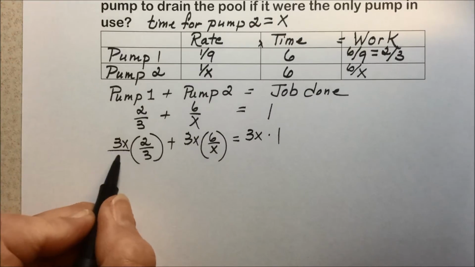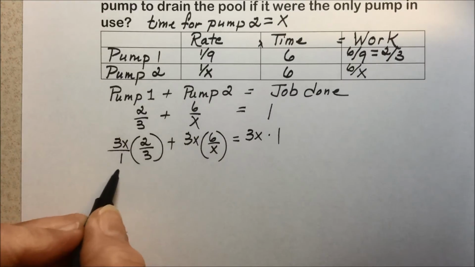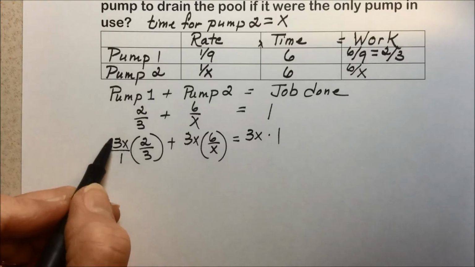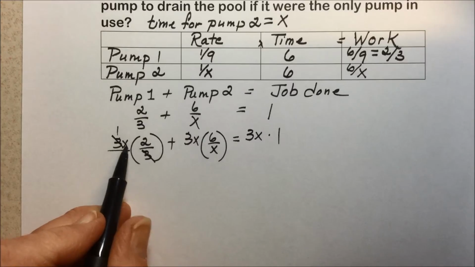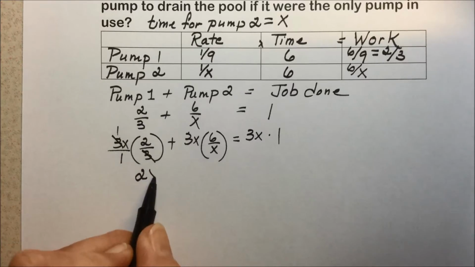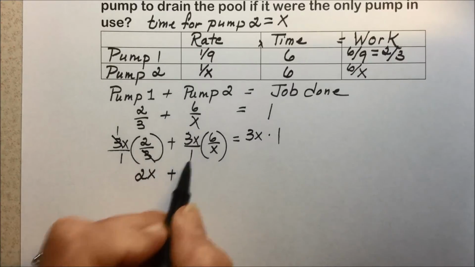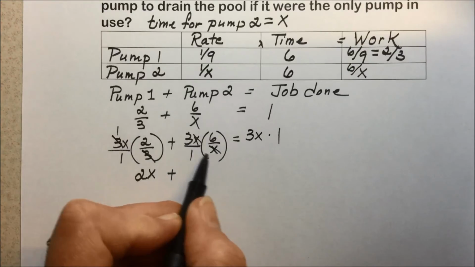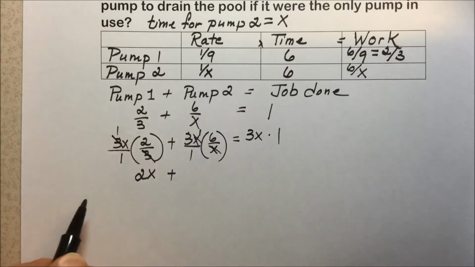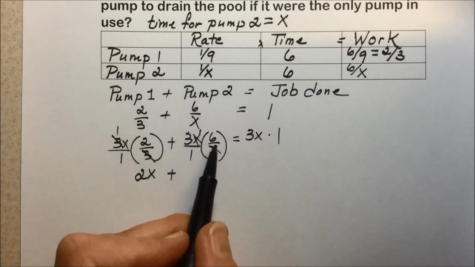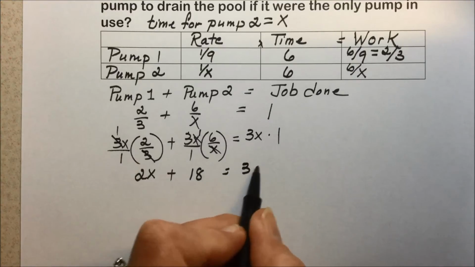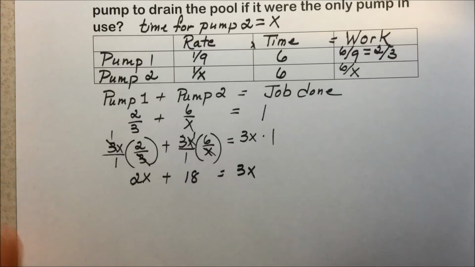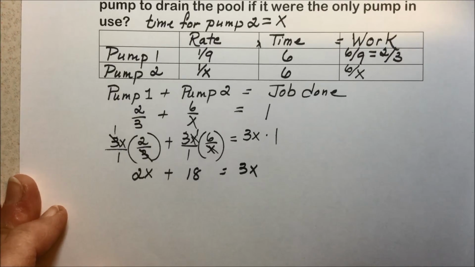Simplifying then, 3x is understood to have a denominator of 1. We have a common factor of 3 over 3, which is equivalent to 1, times x times 2 gives us a 2x from the first term. We have x's canceling out. Common factors in the numerator and the denominator is equivalent to 1, leaving us with 3 times 6, or 18, and 3x times 1 is 3x. It looks a lot better as far as solving.